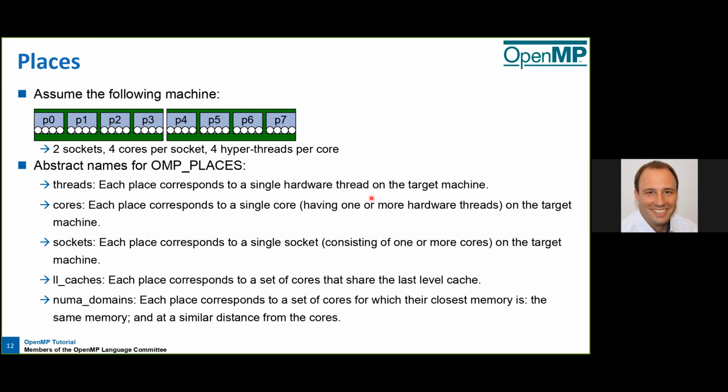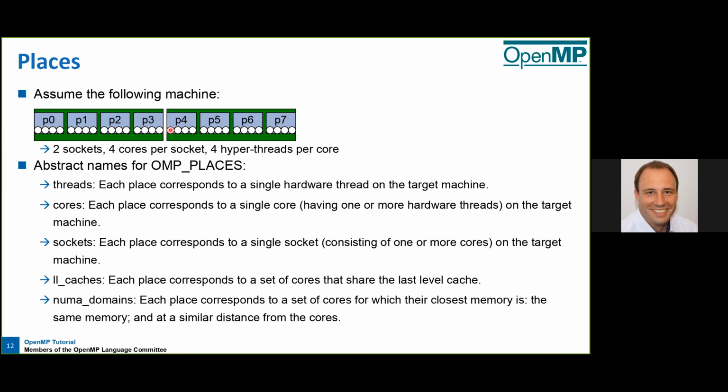Let's assume we have the following machine. So the two green boxes are meant to represent the sockets. These kind of bluish boxes are meant to represent the cores, and the white bubbles are meant to represent hyperthreads. So this is not any architecture that you would find on the market. This is why I've designed it like that.